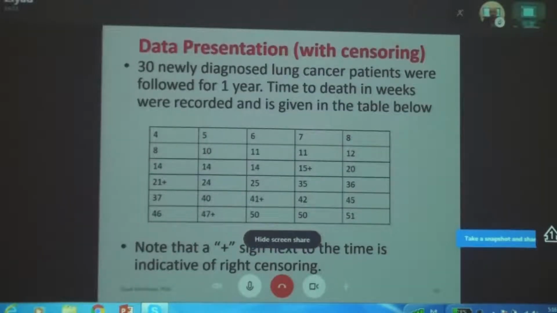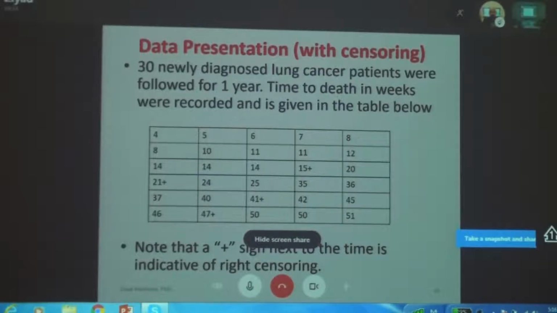Now, I'm going to take the same data, but here I'm going to think about there being a few patients. You can see 1, 2, 3, 4 patients that have a plus next to their survival time. And this plus indicates that this patient at that time, actually, most of these are lost to follow-up, since it happened before the end of the 1 year. So I had 4 patients who were lost to follow-up.